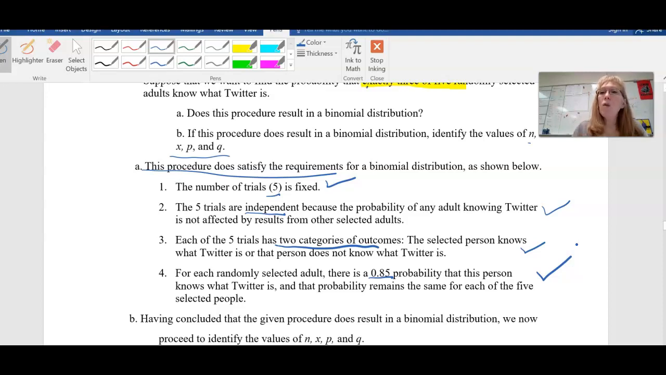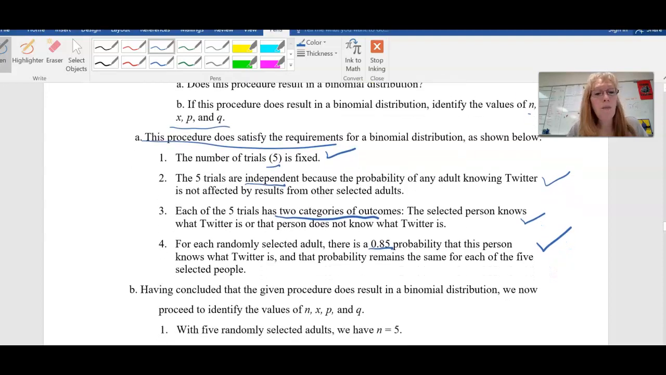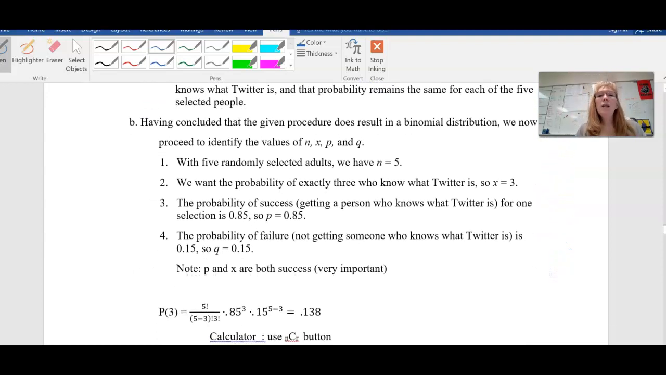If you do not check your requirements, you cannot do this. It is mandatory that that is done. All right, now let's find out what N, X, P, and Q are. So 5 random adults. That is how many times we are doing this. That is our N in our formula.